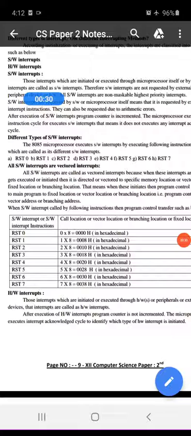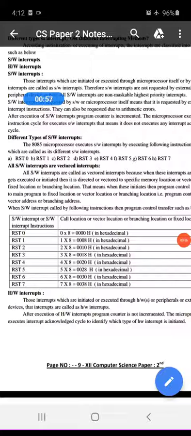So basically an interrupt is a subroutine which is initiated by an external device through hardware, or by the microprocessor itself. We divide the interrupts into two types. One is software interrupt and the other is hardware interrupt. And again there are two types, maskable and non-maskable, that we will discuss later on. So first let us discuss software interrupts.